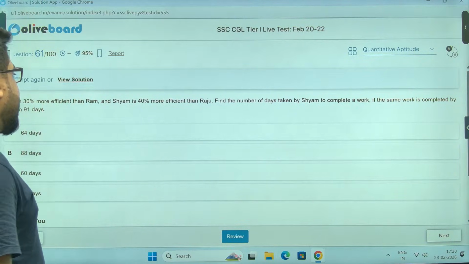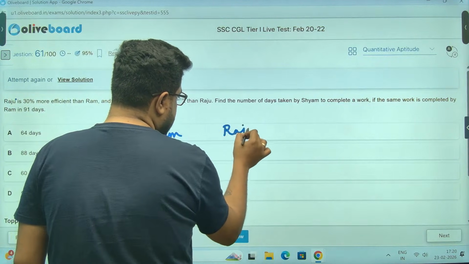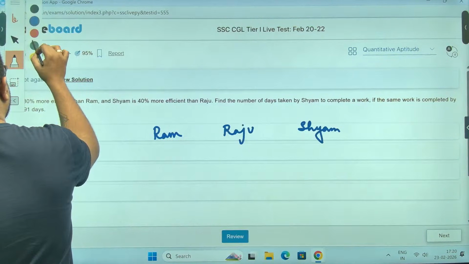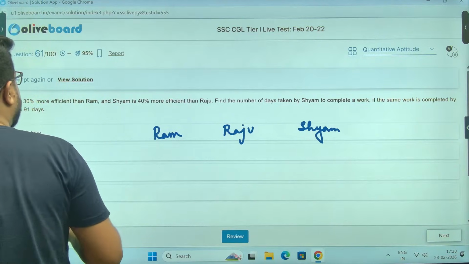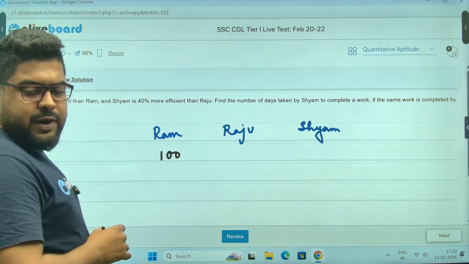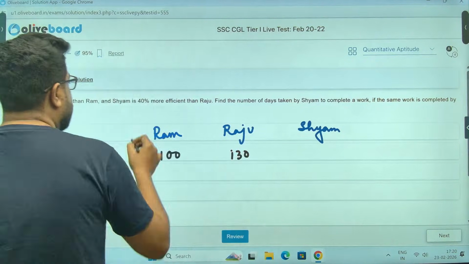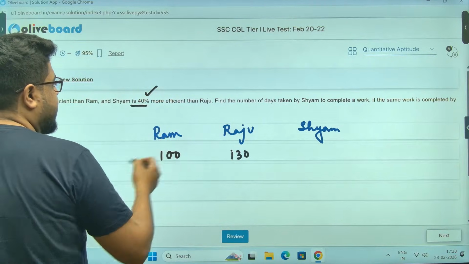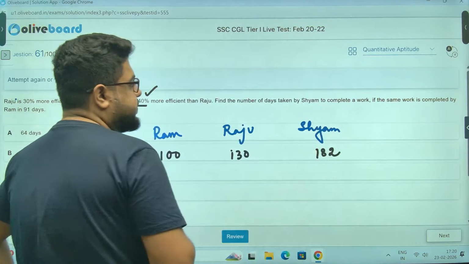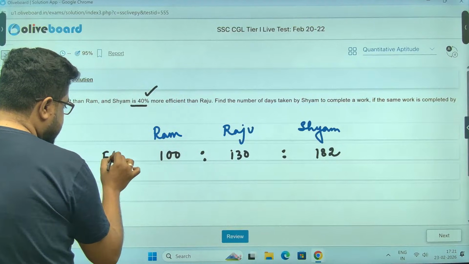Achha, Raju, Ram, Shyam. Let's see what happens. They are saying Raju is 30% more efficient than Ram. So Ram is 100. Ram can do 100 units a day. Raju can do 30% more, meaning 130 units a day. Shyam is 40% more. 130, 40% is 52. 52 more, meaning 182. So this is the efficiency ratio.